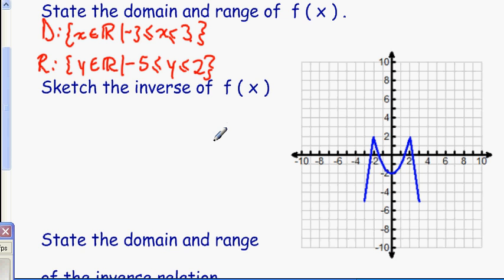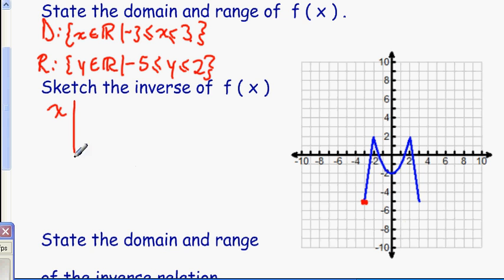The next thing we want to do is sketch the inverse of f at x. So we want to sketch the inverse of the blue function. The best way to do that is to choose some key points, and then we reflect those points across the xy line. And the way we do that is we switch their x and y values. So for this function, we have a couple key points. We have the end point here.